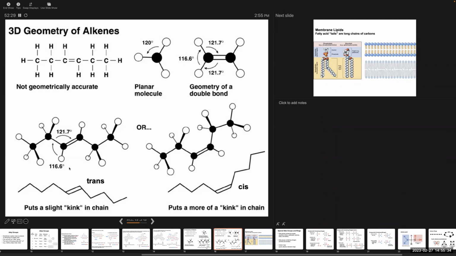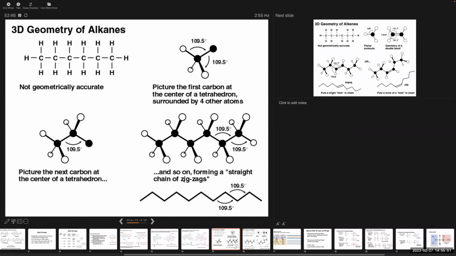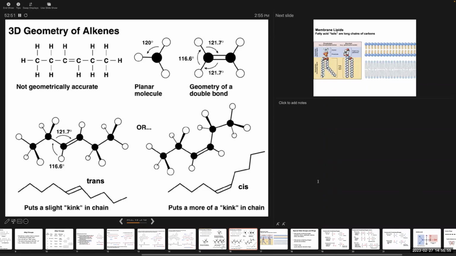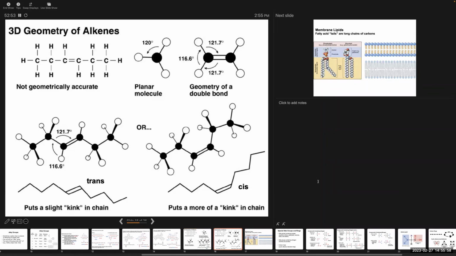Either of these puts a little bit of a kink in the chain. The cis configuration actually puts a little bit more of a kink in the chain, a little bit more of a bend, but they both do cause the chain to deviate a little bit from that sort of perfectly straight zigzagging pattern that we saw previously, where you have always these uniform 109.5 degree angles. You may not realize it, but you've actually seen this illustrated probably very frequently in your biology textbooks.